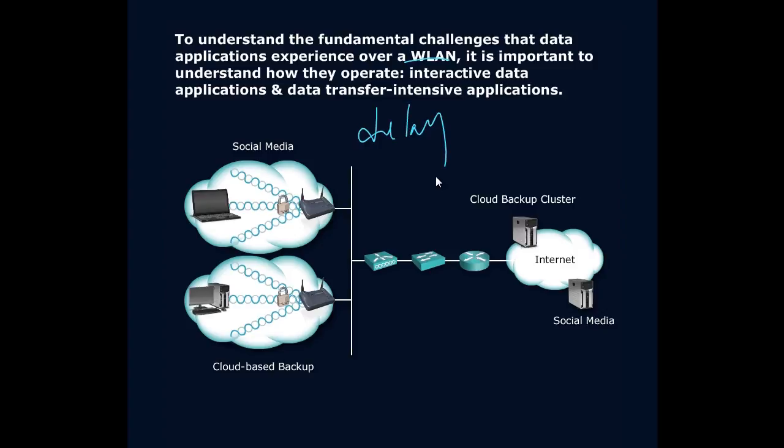There's two types of what we're going to discuss for application data. This is social media and cloud-based backup, the information that's moving. Social media will be like Facebook. Cloud-based backup will be like Carbonite, right?